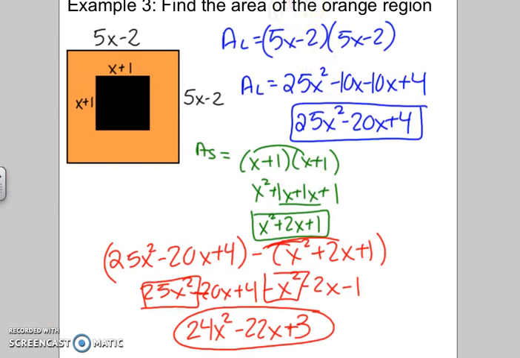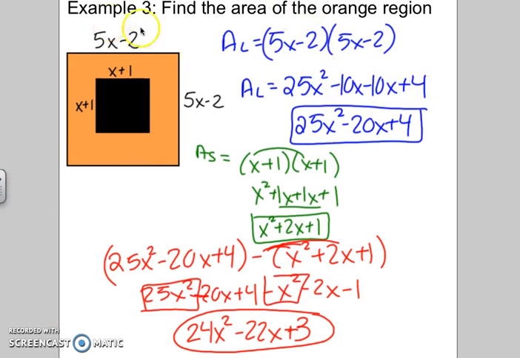So when I found the area of this orange region, again, you have to find the large minus the small. So my equation for the area of the large is 5x minus 2 times 5x minus 2. Once you distribute that out, you should have gotten 25x squared minus 20x plus 4. Then you have to find the area of the small figure, which is x plus 1 times x plus 1. Once you distribute that out, you should have got x squared plus 2x plus 1.